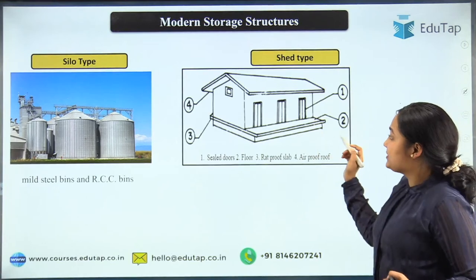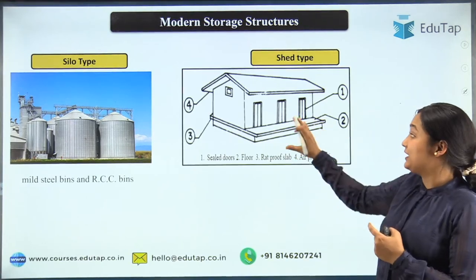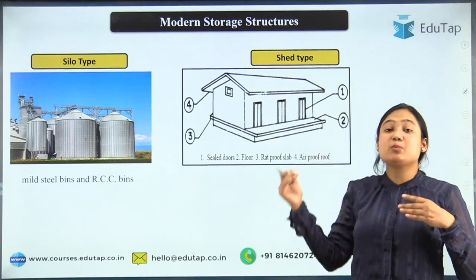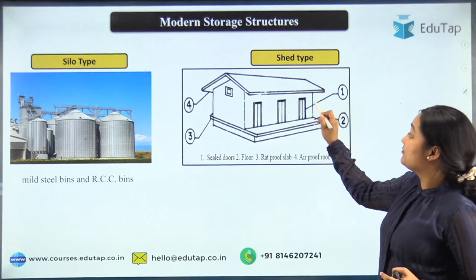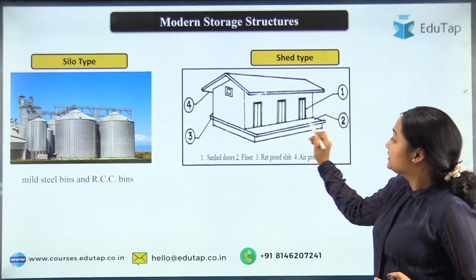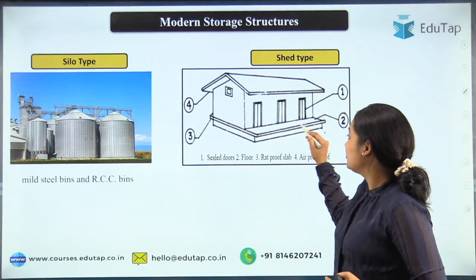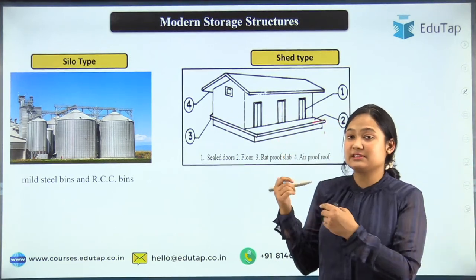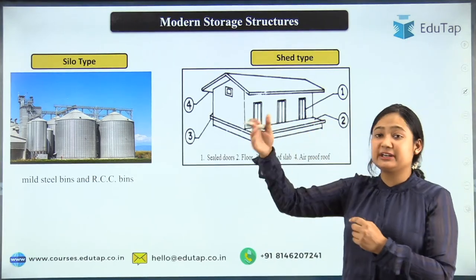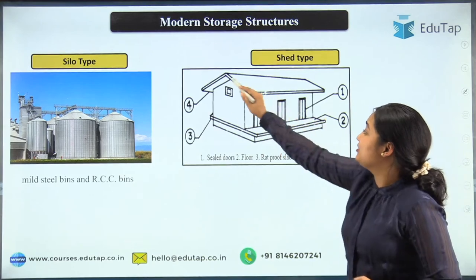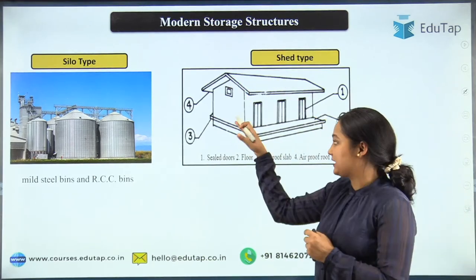See, shed type is important because FCI, that is Food Corporation of India, also uses the shed type. So what we do in the shed type, first of all, you can see in the picture, we need four structures. Your doors should be sealed. Then you make a platform of the floor. Then there should be a slab, okay, that will prevent overlaying. The slab will prevent animals from attacking, that is rodents, rats, anything that is there. And then you'll have a roof that will also prevent the rain and the other things from attacking your grain.